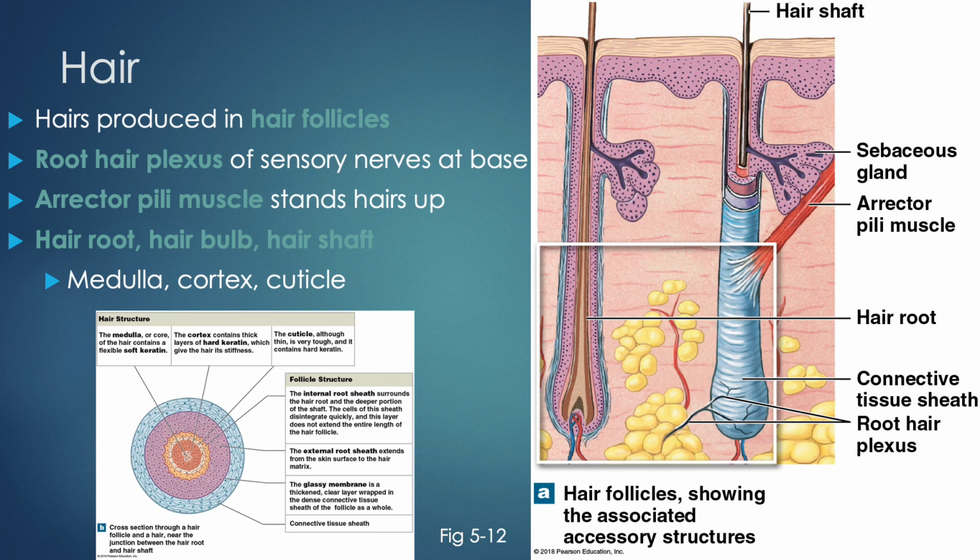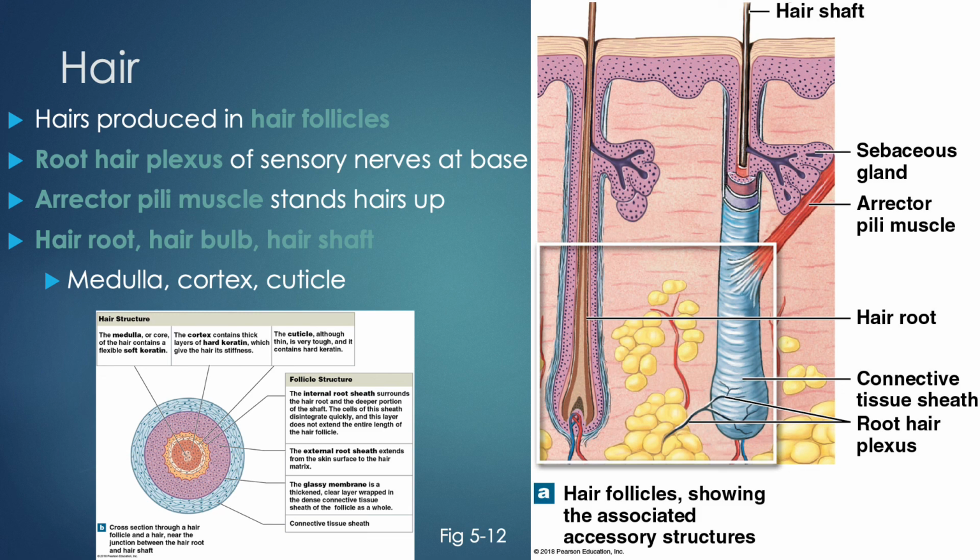So we also have erector pili muscles, and you'll see that that is indicated as a diagonal red structure. And it's red, looking like a muscle, which it is. And that structure is going to be able to pull the hair to be able to stand up if we feel cold and we need to shiver to generate heat. We also have root hair plexi of the sensory nerves at the base. And we also have a few other parts.